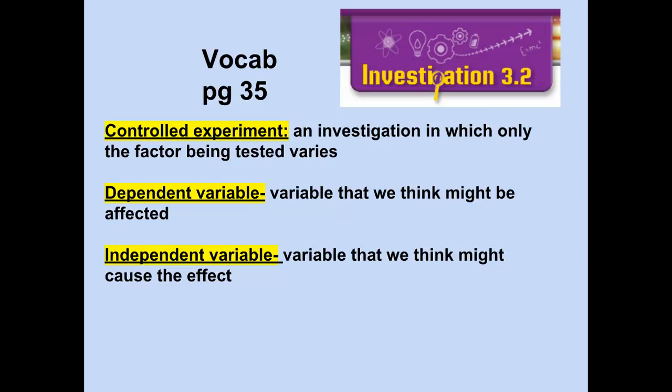So, the independent variable is the thing that you are changing in the investigation, and the dependent variable is what is affected by that change.